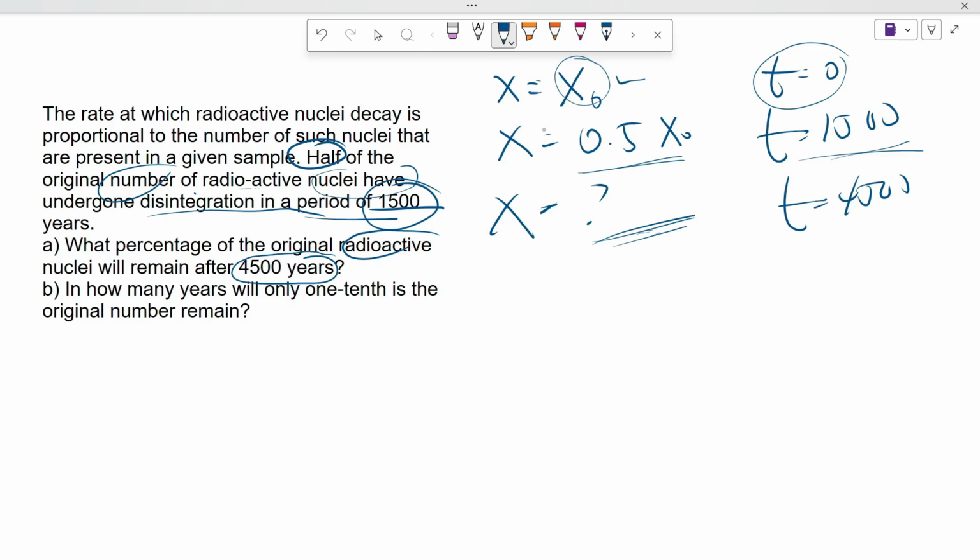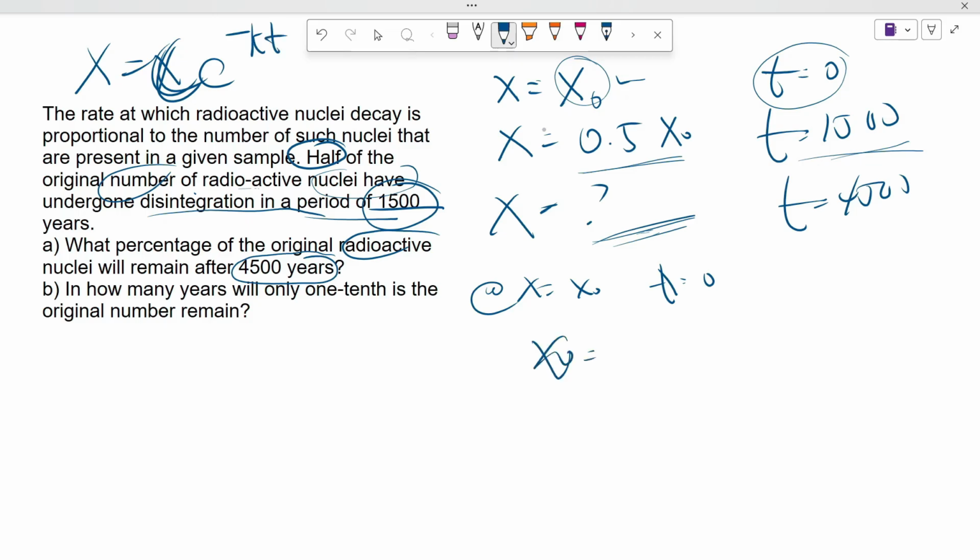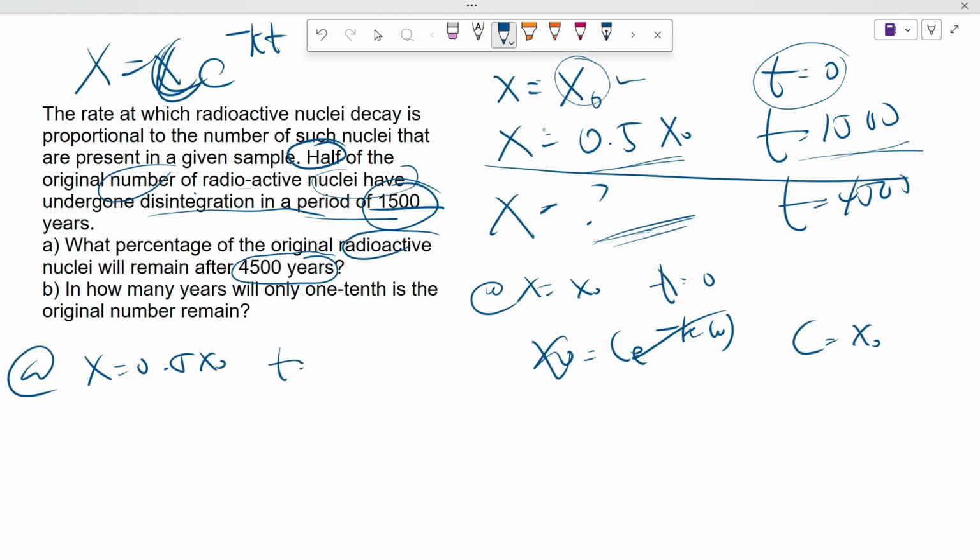Using the first condition, at x equals x sub o, the time is 0. The formula here is x equals C e raised to negative kt. Our x is x sub o, C e raised to negative k, the time is 0, so C is X sub O. I hope you get it. Let's proceed. At condition 2, x is 0.5 X sub O, at time 1,500 years.